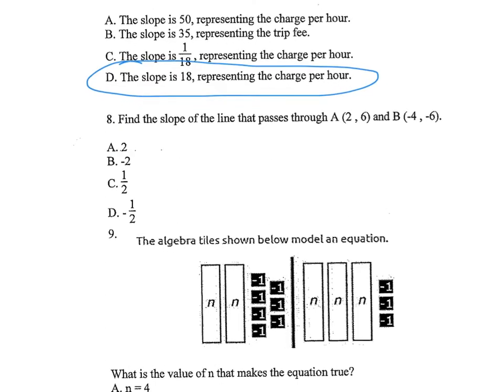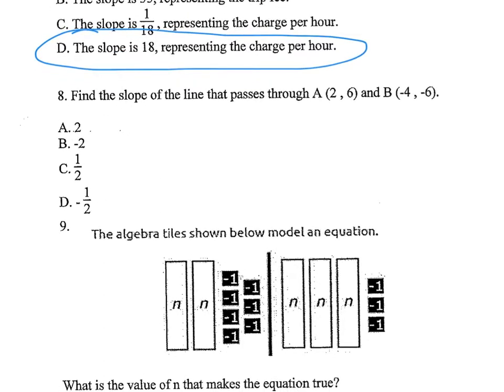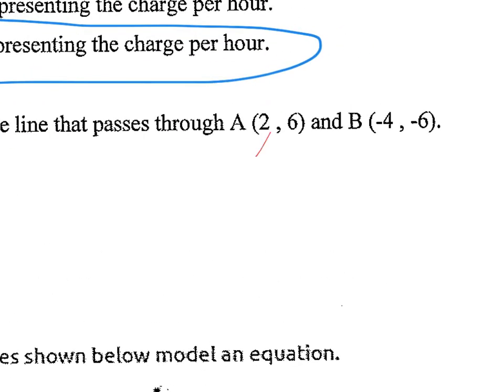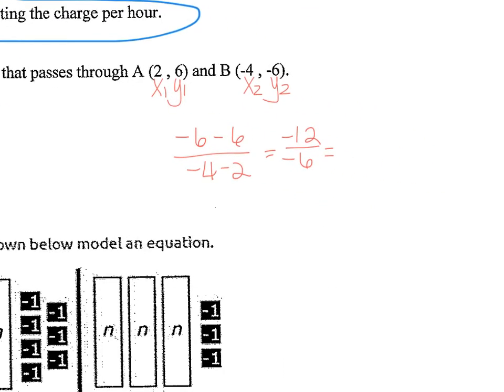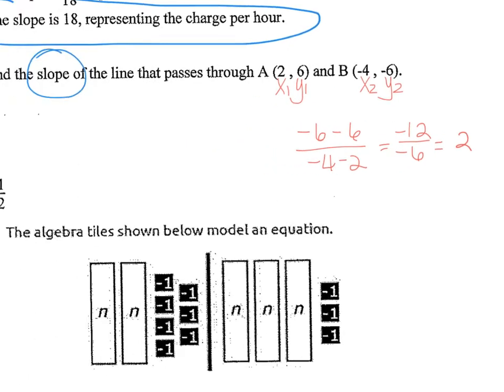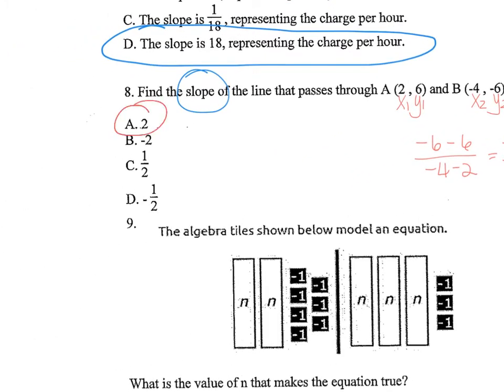Find the slope of the line that passes through A and B. So we're just looking for slope again. Label the points that they give you. It's always x, y, x, y. The first group is the 1s, second group is the 2s. And then use that formula. So -6 minus 6, -4 minus 2. -6 minus 6 is -12, -4 minus 2 is -6. And when I divide those two, I get a +2. And there's only one answer choice that has that.